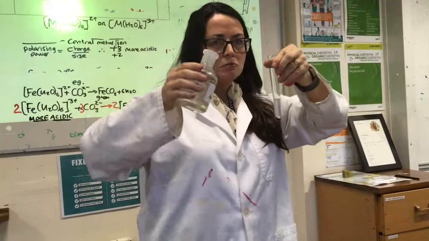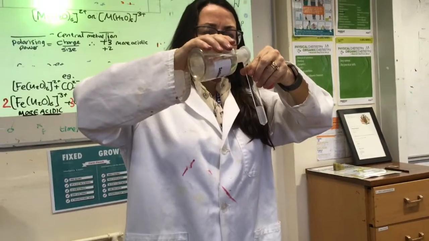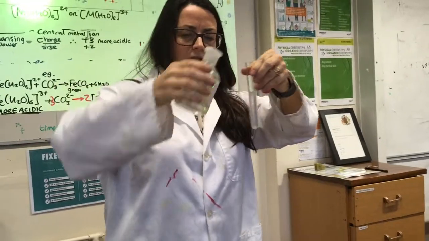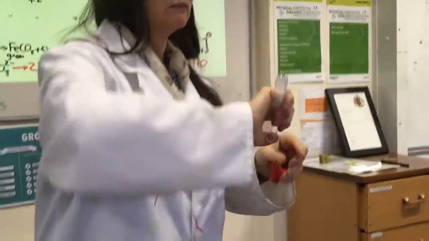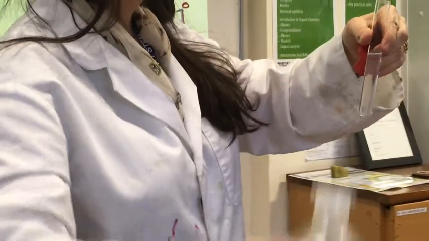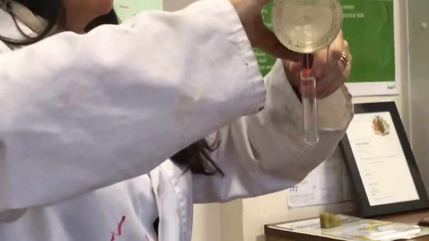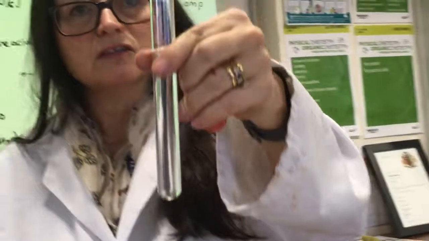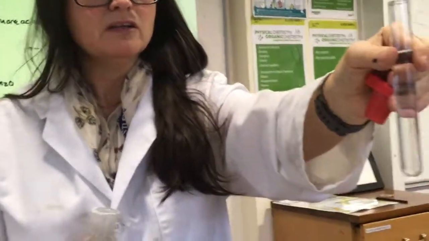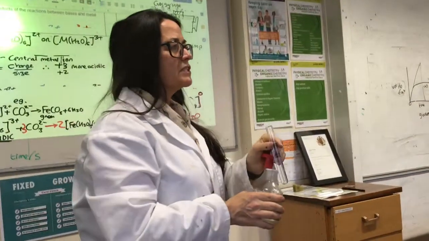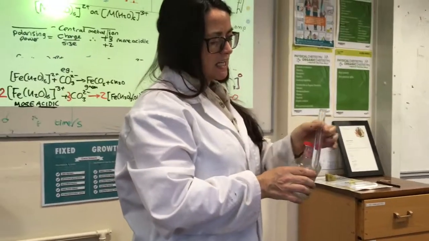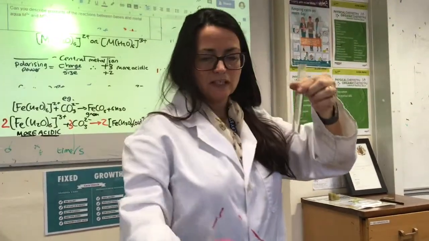Now, I'm going to add some more hydroxide in excess. I'm going to invert it. It's gone. The precipitate has gone. It's gone transparent again. The precipitate has redissolved in an excess of the hydroxide ions.